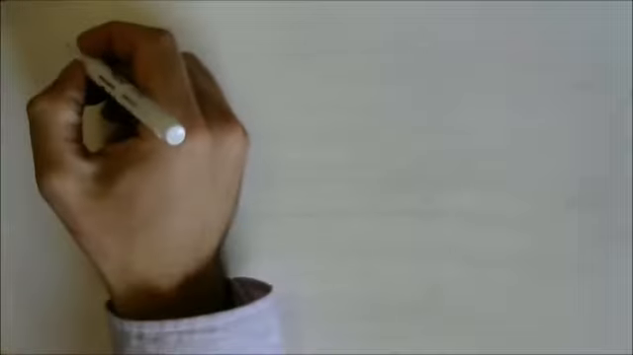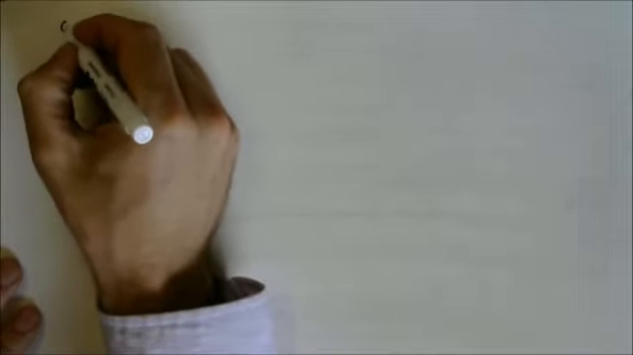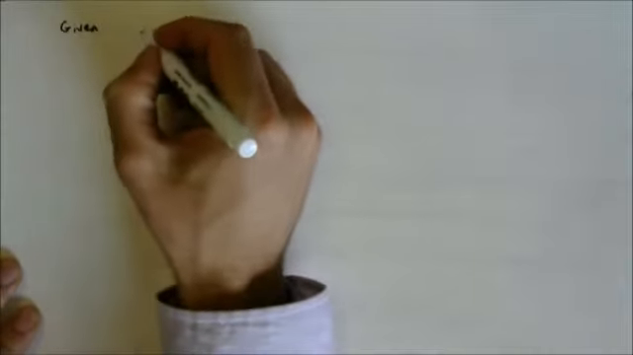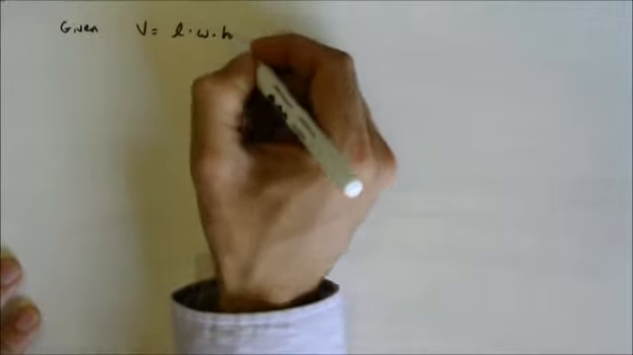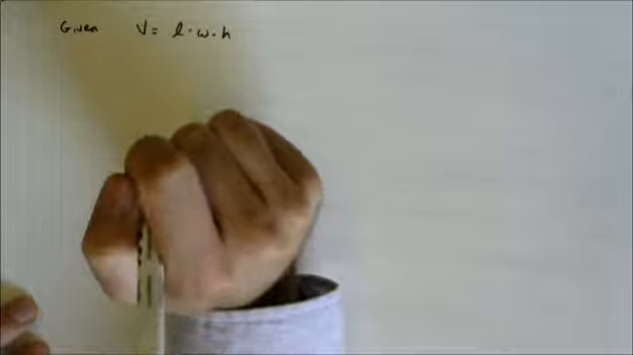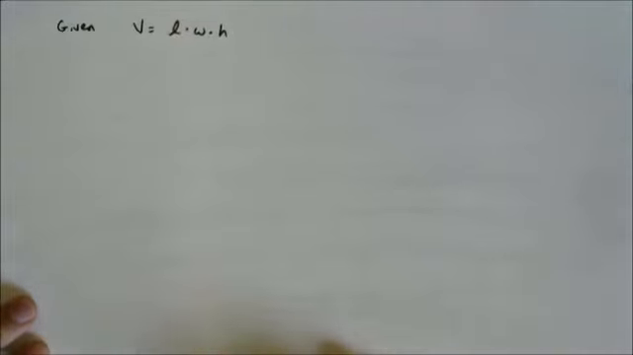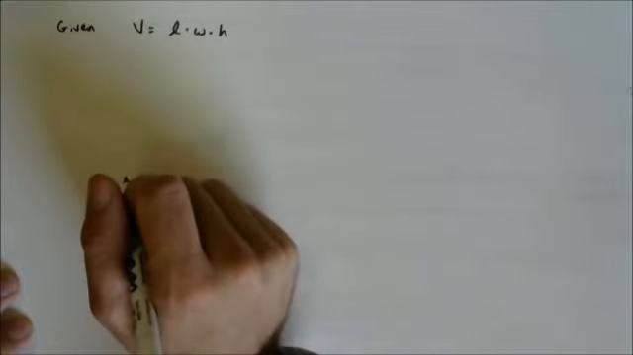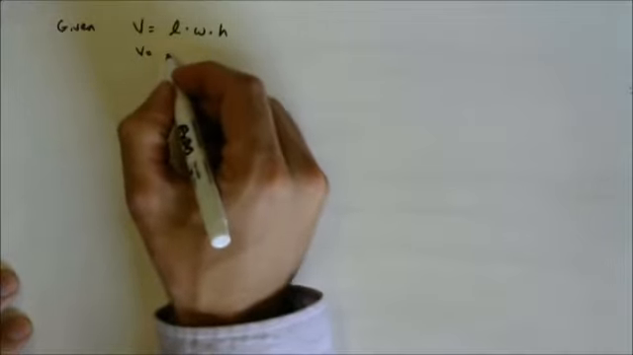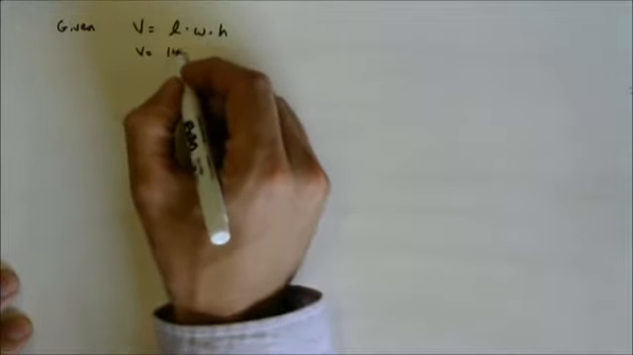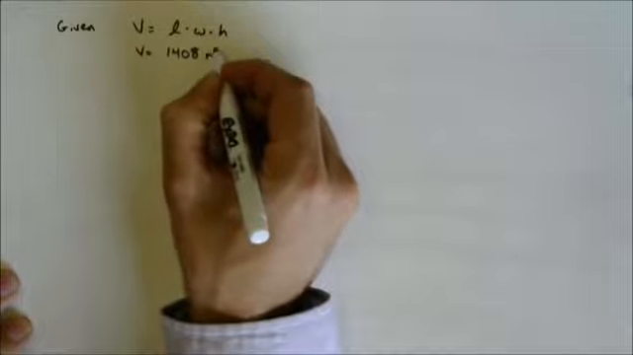All right, let's digest this. What's given? We're dealing with volume. Volume is length times width times height in a rectangular swimming pool with uniform depth. We're also told that the volume equals 1,408 cubic meters.